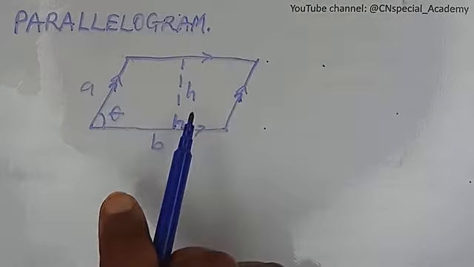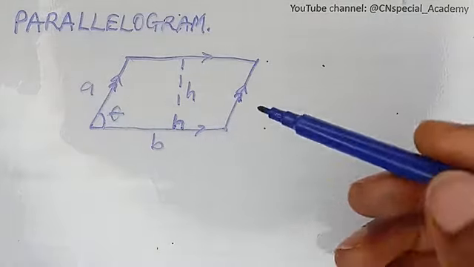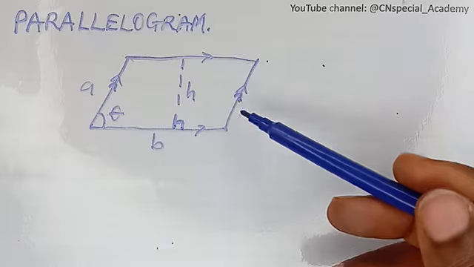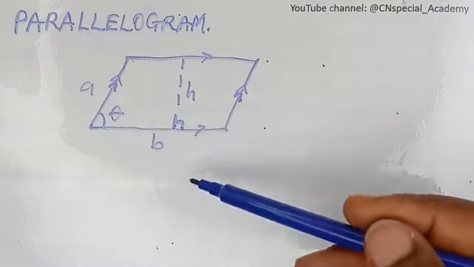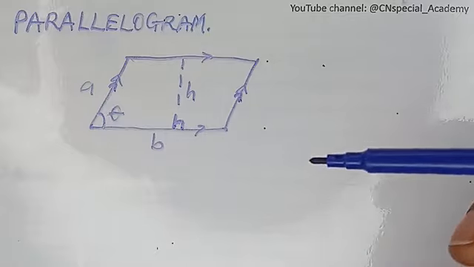These are parallel lines, this pair are parallel lines. These lines are equal to each other, these lines are equal to each other. And therefore, this angle is equal to this angle, and this angle is equal to this angle. So opposite sides are equal, and opposite angles inside a parallelogram are equal.